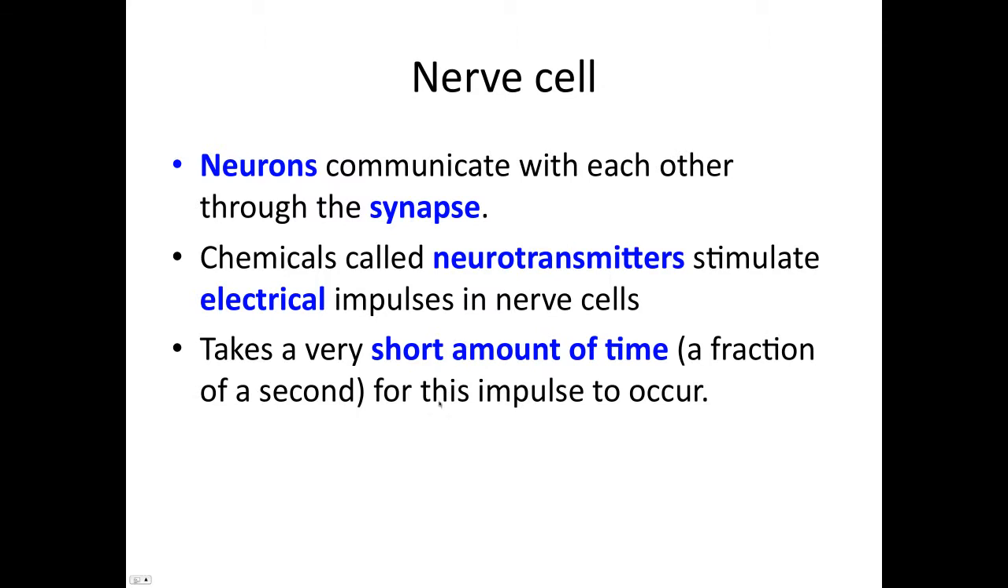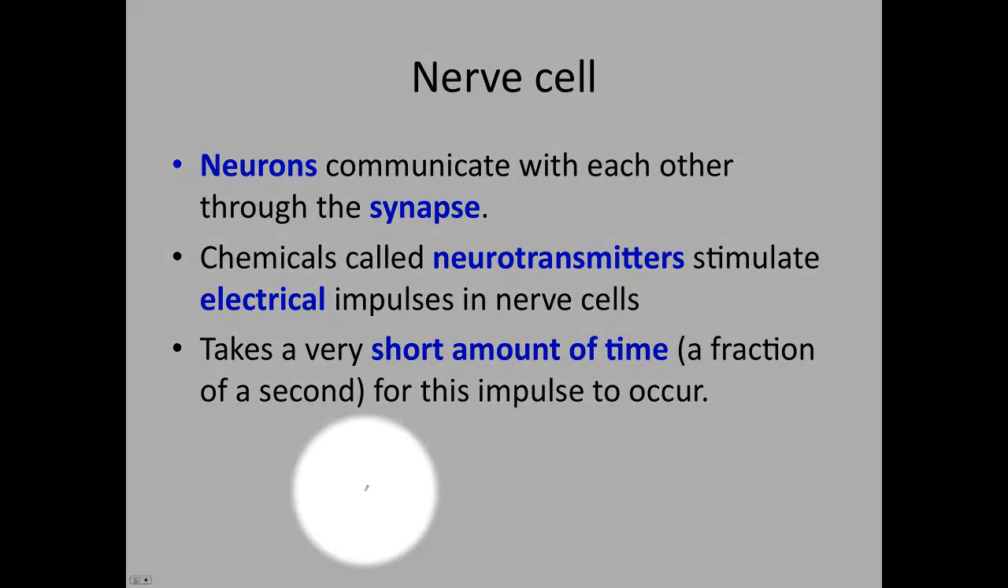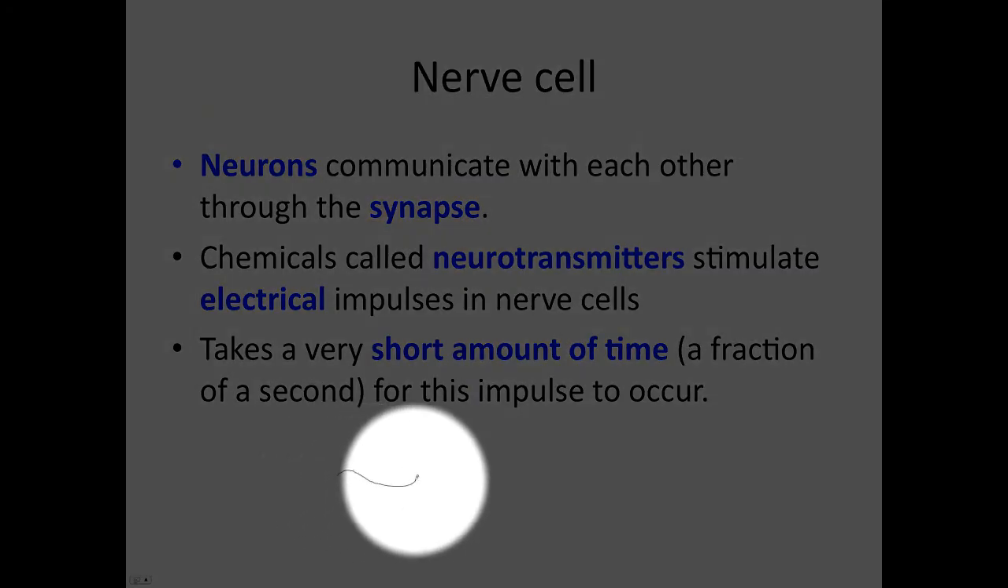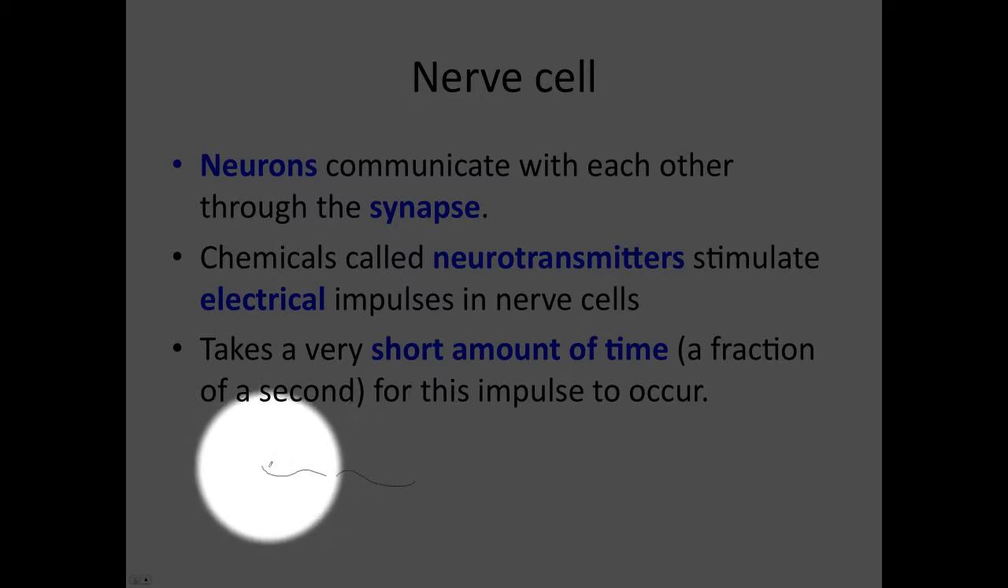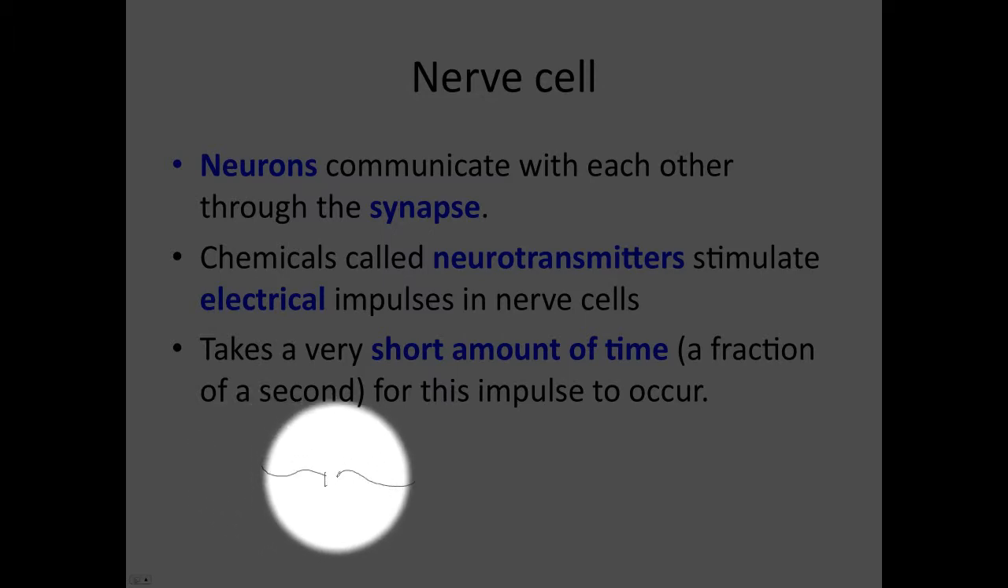So if we have a neuron and we have another neuron, let me get a pointer on so this is a little easier to see. So here, if we have a neuron that we just looked at and it was going this way, and it would have to connect to another neuron. This space right here is called the synapse.